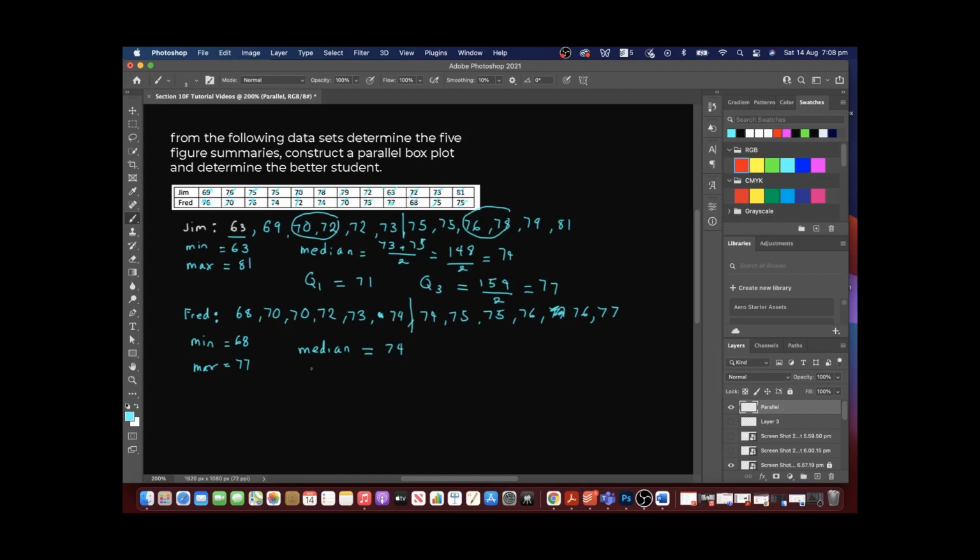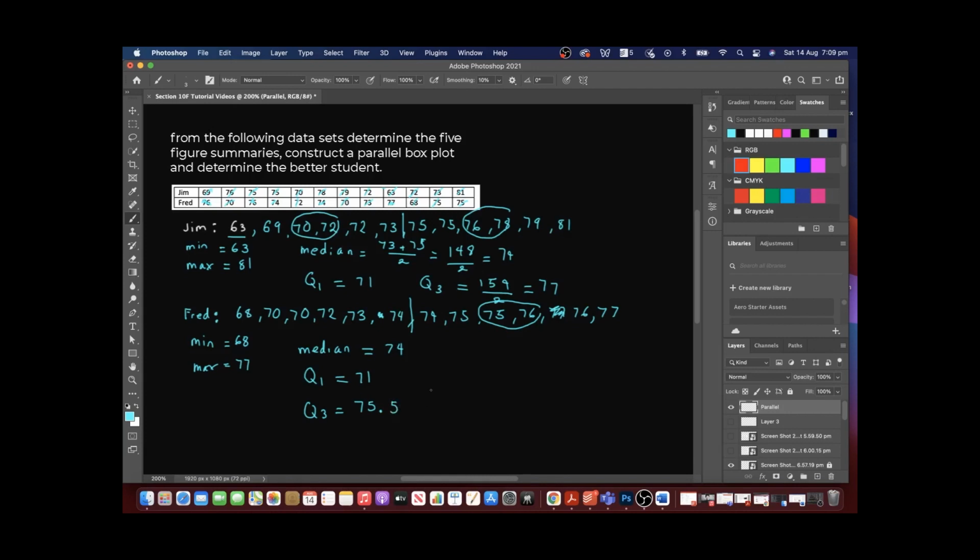And now we just need to do the same for Fred. So quartile 1 is going to be the average between 70 and 72, which is again going to be 71. And quartile 3 is going to be the average between 75 and 76. And halfway between 75 and 76 is just going to be 75.5.